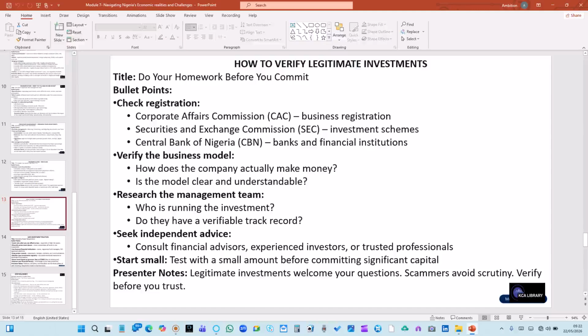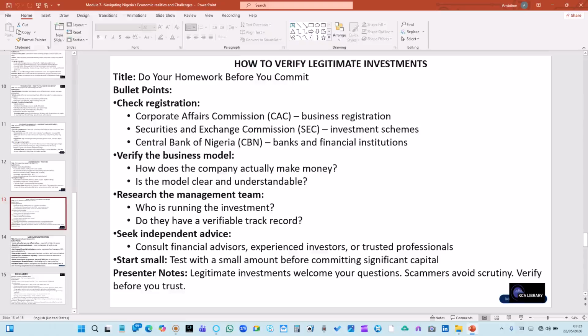Then another area is to verify the business model. How does the company actually make money? Is the model clear and understandable? Then research the management team who is running the investment. Do they have a verifiable track record? Then seek independent advice, like consulting a financial advisor, an experienced investor, and a trusted professional.